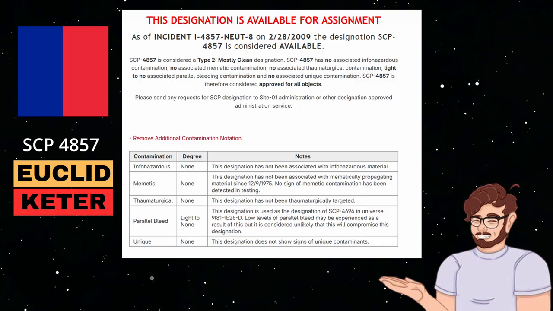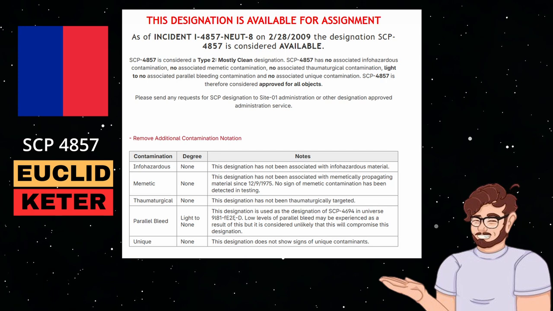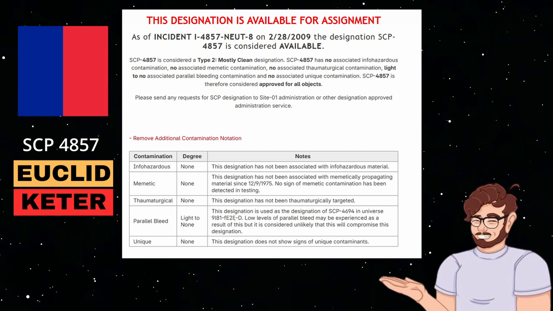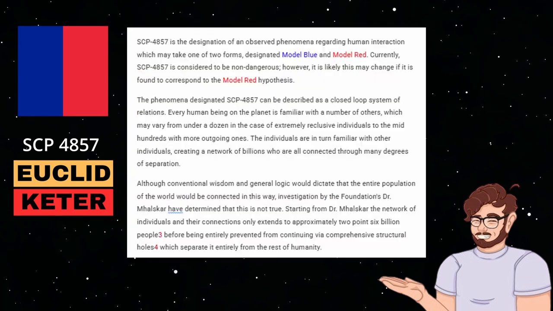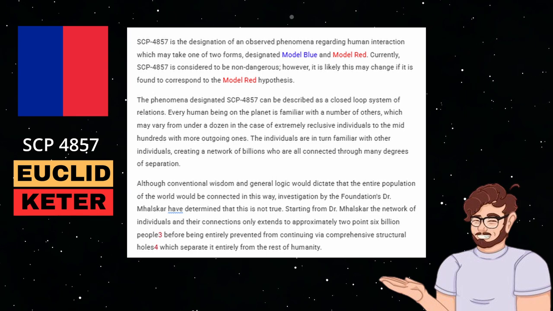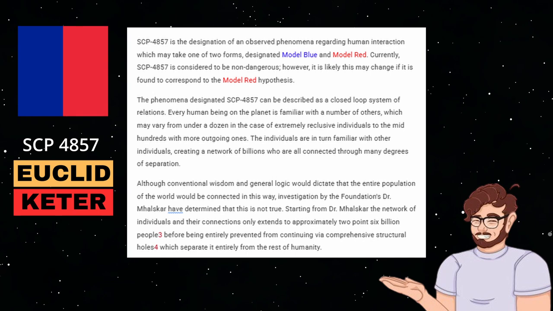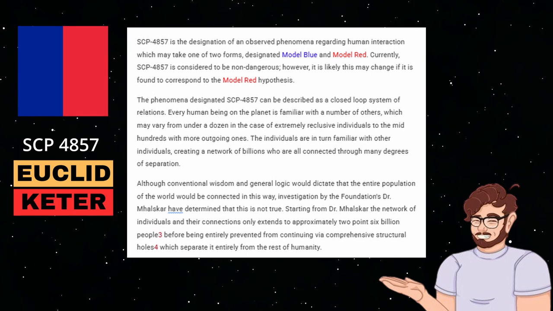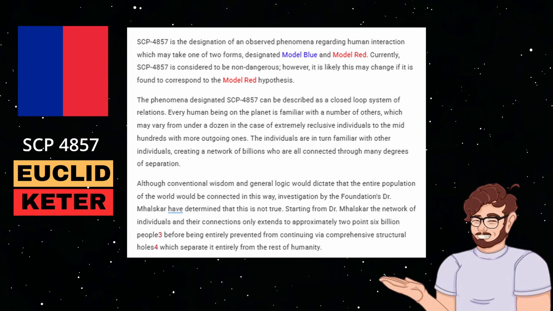SCP-4857 is a strange entry. When opening the SCP page for it, you'll be met with this. It's not until you open a "classified" document below that you'll get an actual description. 4857 is a designation of an observed phenomena regarding human interaction which may only take one of two forms, designated Model Blue and Model Red. Currently, 4857 is considered to be non-dangerous. However, it is likely this may change if it is found to correspond with the Model Red hypothesis.